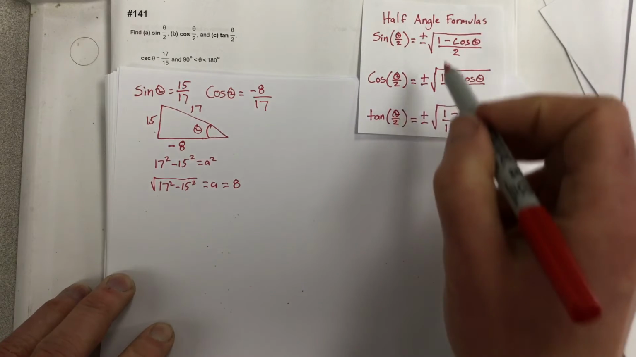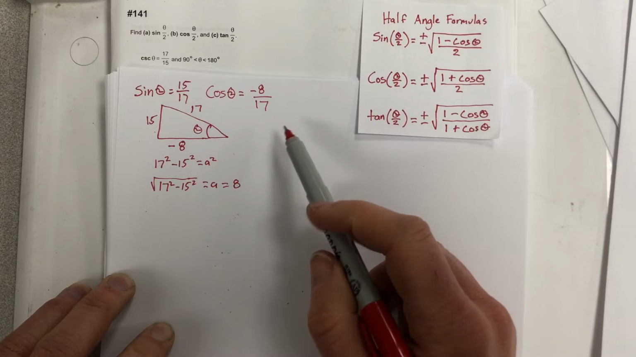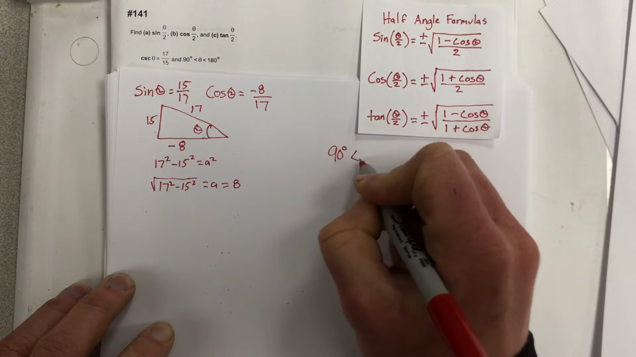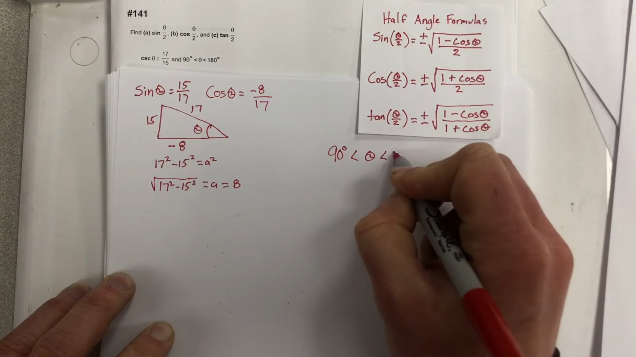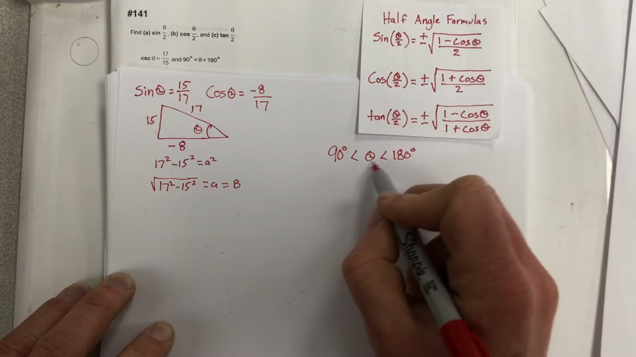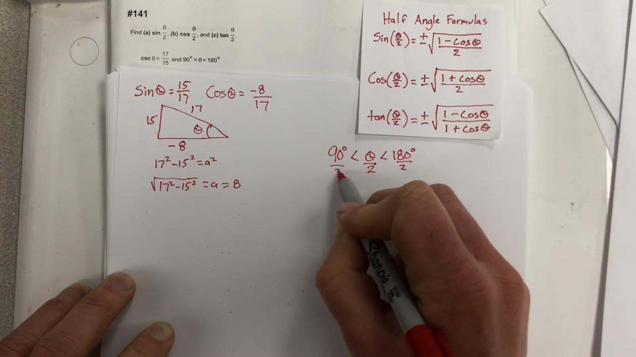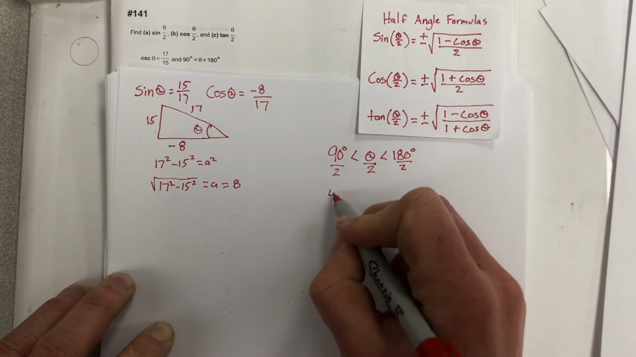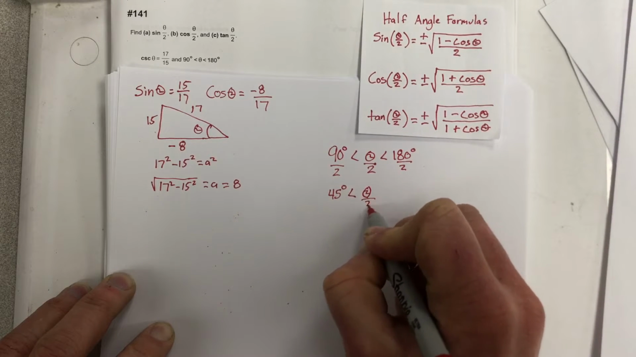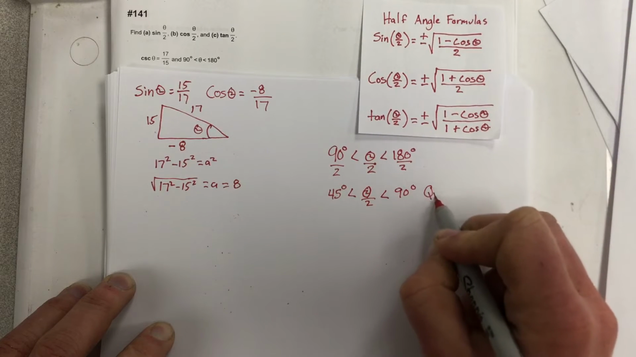Now I'm ready to use the half angle formulas, but before I do that, I need to figure out what quadrant I'm in for the half angle. So I start with 90 degrees less than theta less than 180 degrees. And if I divide theta by 2 for each of these, that tells me the quadrant that I'll be in, which is 45 degrees less than theta over 2 less than 90 degrees. Well, this is quad 1.